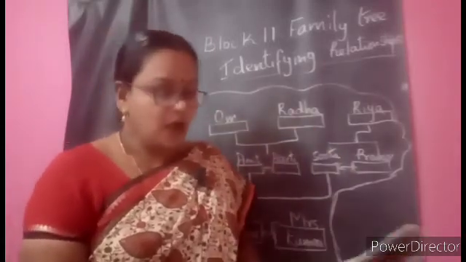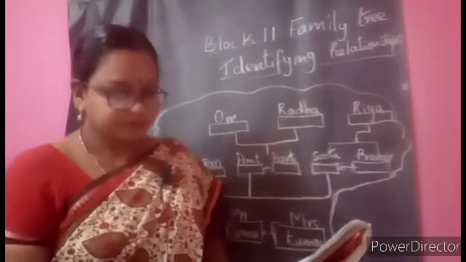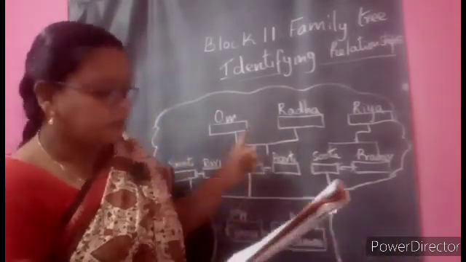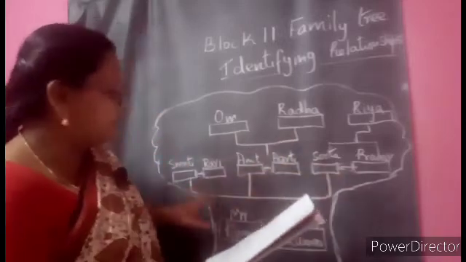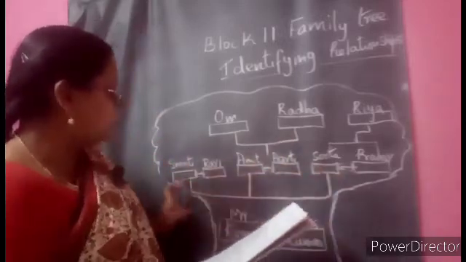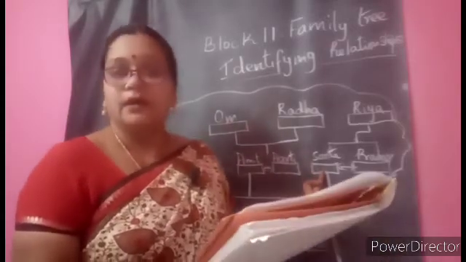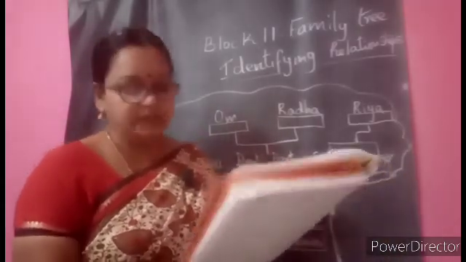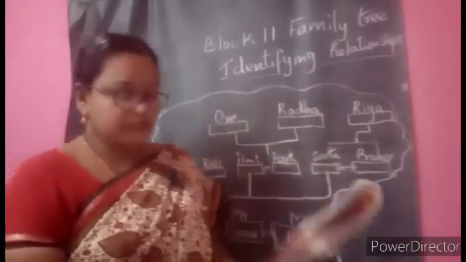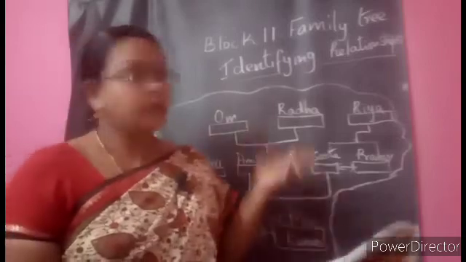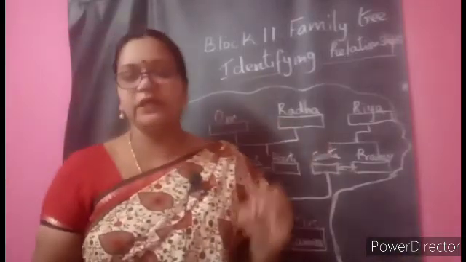Now next question. How are Smriti, Amit and Sarita related to each other? They three are siblings, no children. Smriti, Amit and Sarita are siblings. Now the second question they ask you: write the names of grandparents and grandchildren in the given family tree. So this we will do in detail.